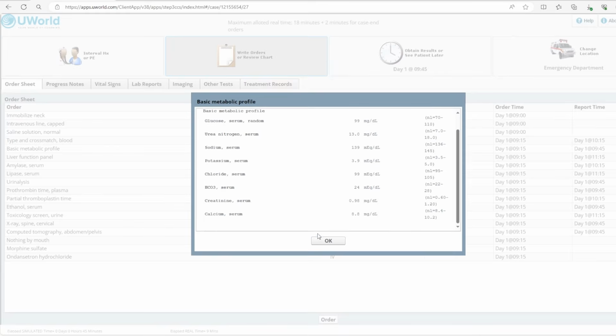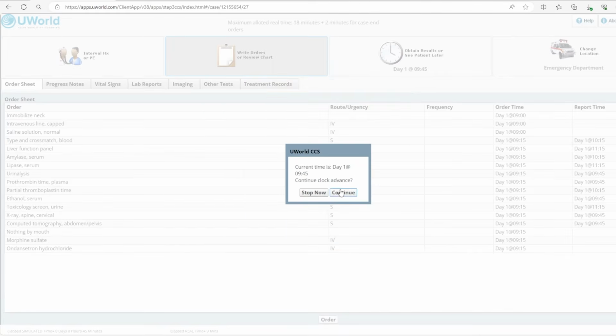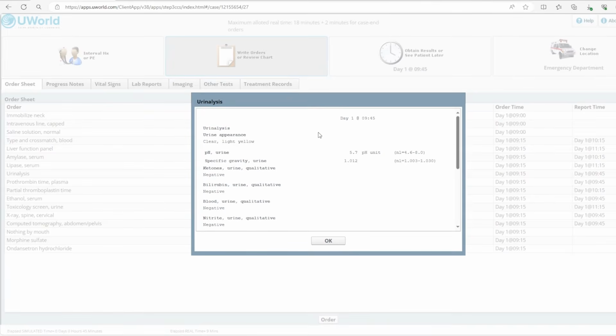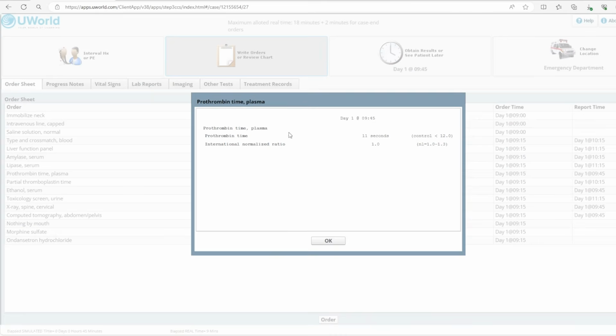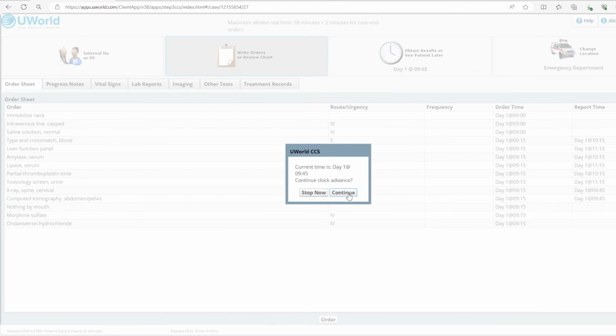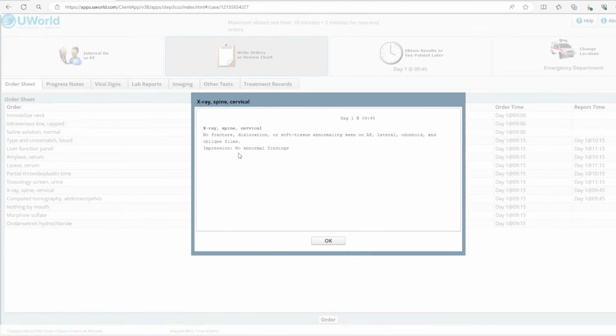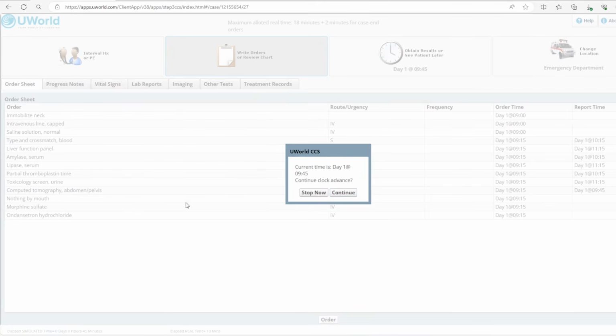Here is the BMP, generally normal. OK, continue. The urine analysis test, generally negative. OK, continue. The PT, normal, continue. The alcohol level, 0, continue. The cervical spine, no abnormal findings. OK. Here you can stop now and remove the cervical immobilizer, or you can continue and remove it in a few minutes.